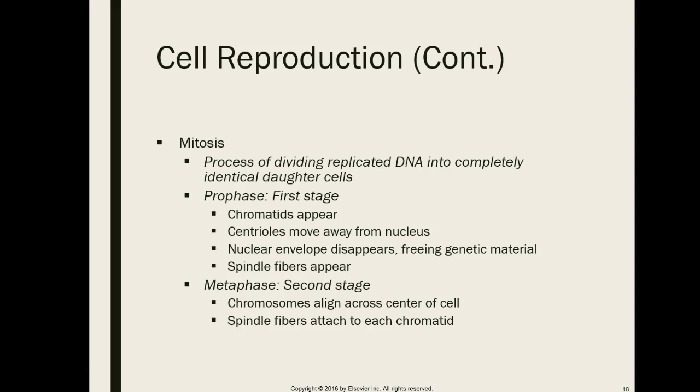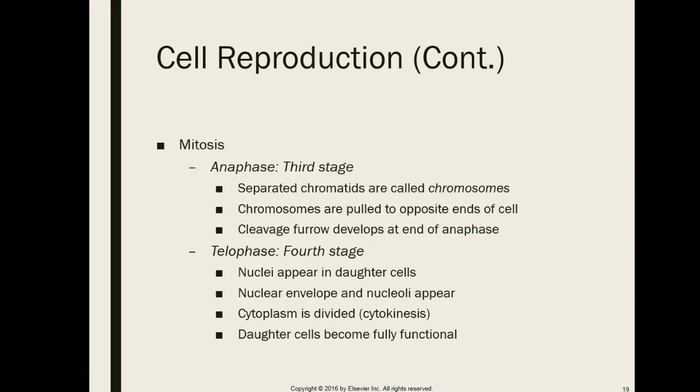Metaphase is your second stage. During this time, the chromosomes align across the center of the cell, and the spindle fibers are going to attach to each chromatid. So there's some pictures in your book that kind of demonstrate this if you want to kind of follow along while you're listening to this lecture. Anaphase is the third stage. At this point, the chromosomes are pulled to opposite ends of the cell, and a cleavage furrow develops at the end of this phase. And that's just kind of the beginning of that separation. There's kind of an indentation in the middle of the cell.